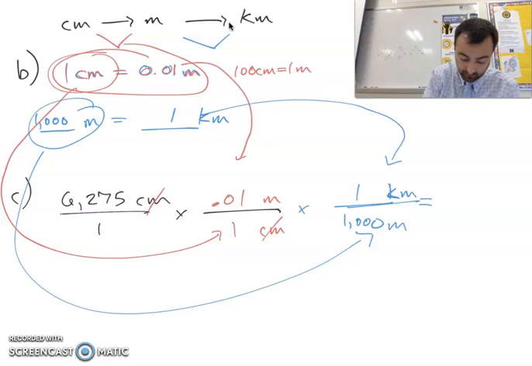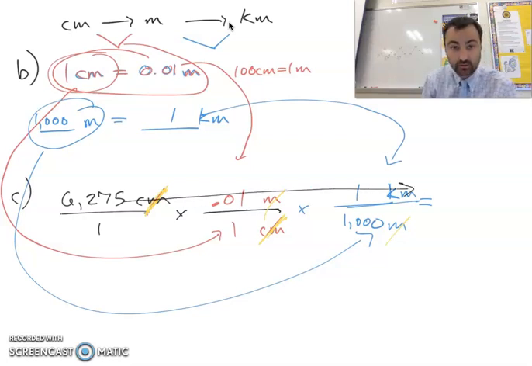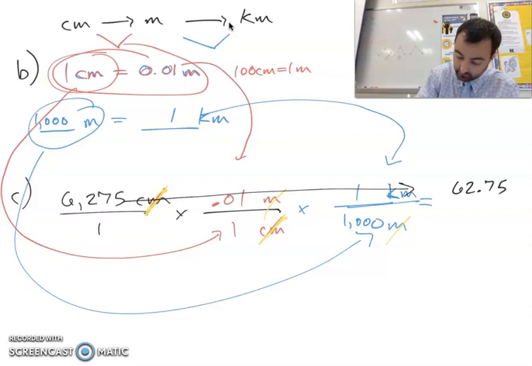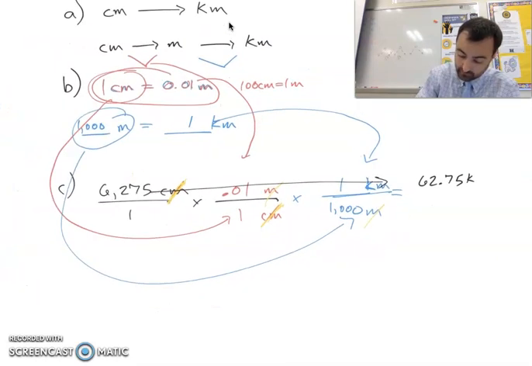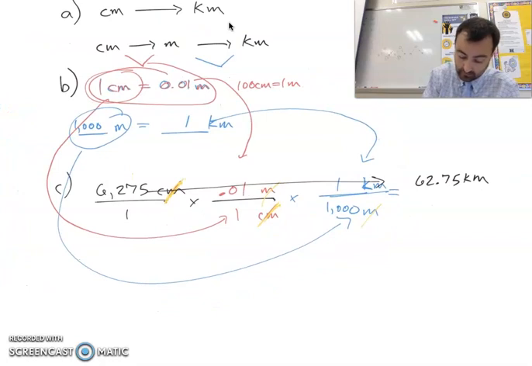Then, once you have set up your problem so that units cancel, so here we are canceling out meters, centimeters have already canceled. The only units left are kilometers. So now we can multiply across the top. So 6,275 times 0.01. If you did this on a calculator, you would get the number 62.75 kilometers.